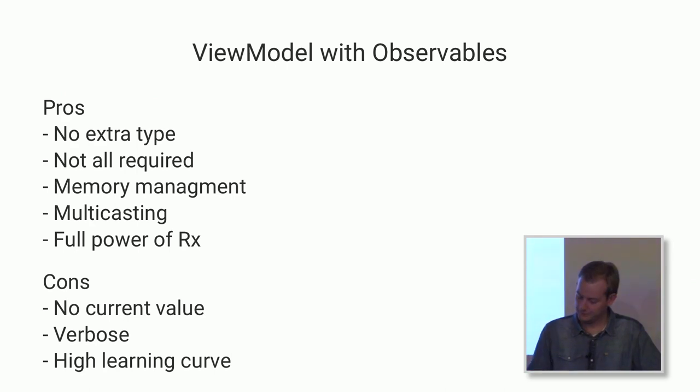Again, pros and cons. No extra type, very nice. You don't have to observe all the values, only the ones you're interested in. Memory management is something that's built in with the dispose bag and stuff. There's things for that. Now we finally have multicasting. You can subscribe multiple times as long as you like, and you pass the observable to someone else, which can also listen. You get the full power of Rx with all the operators and stuff.